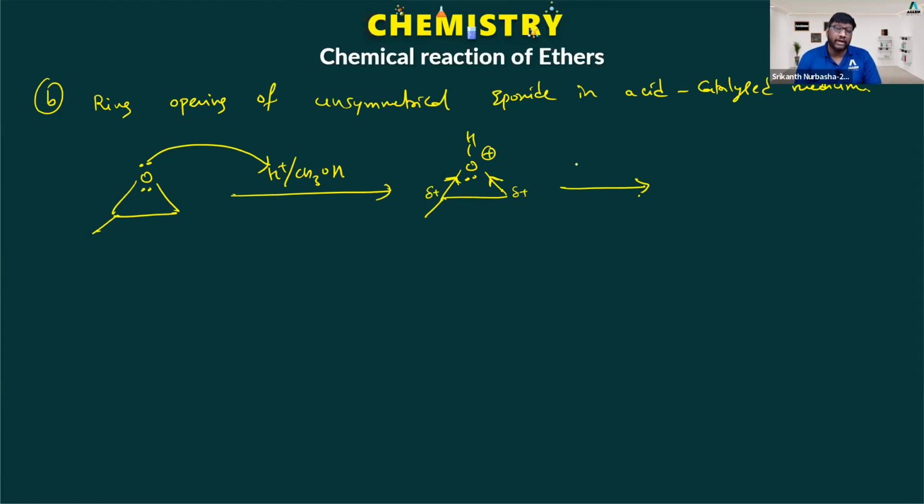Now the nucleophile will attack the electrophilic center. But which center? A or B? B, because the CH3OH is now going to act as a nucleophile. It is going to attack the B carbon because more positive charge is developed on the B carbon, as it resembles a secondary carbocation, whereas A resembles only a primary carbocation. So CH3OH will now attack in the SN1 manner.